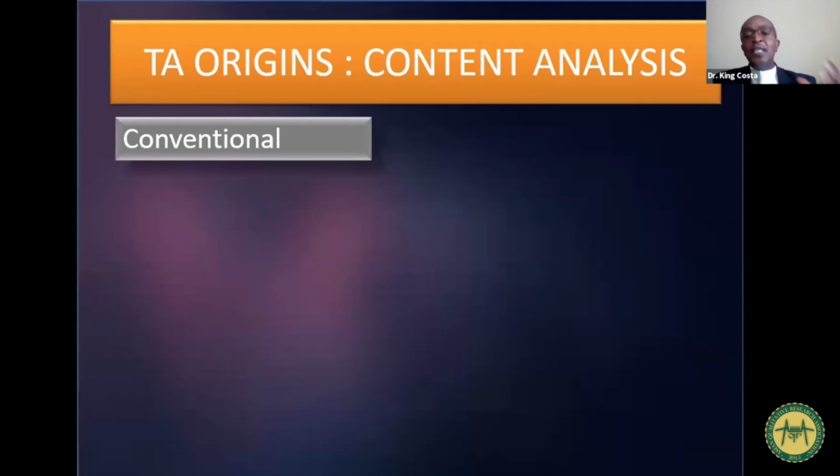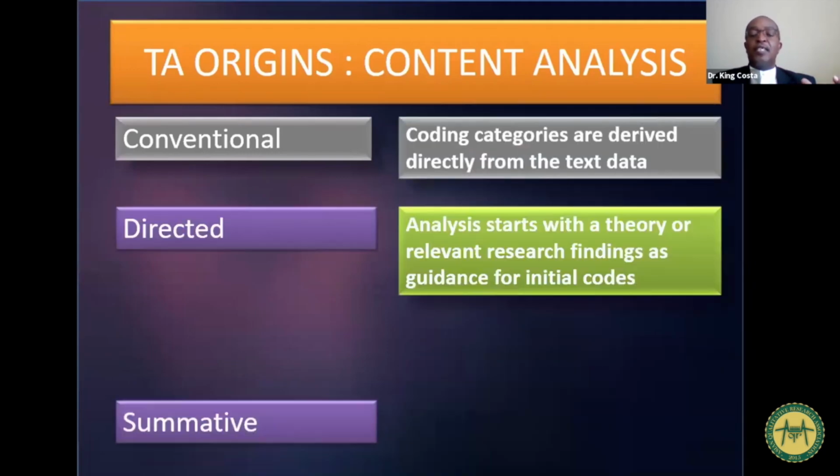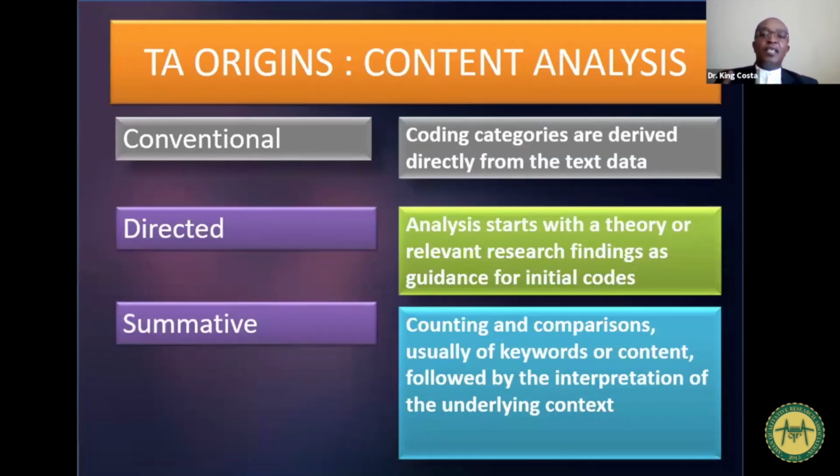Now, the content analysis on its own, if you look at its slide, has three divisions. You've got a conventional content analysis, which really looks at coding categories as derived directly from the data. And then you've got the directed one that is mainly using some form of a theory. When you go into the analysis, you are backed up by some theory. I'll explain this a little bit further as I go on in the presentation.